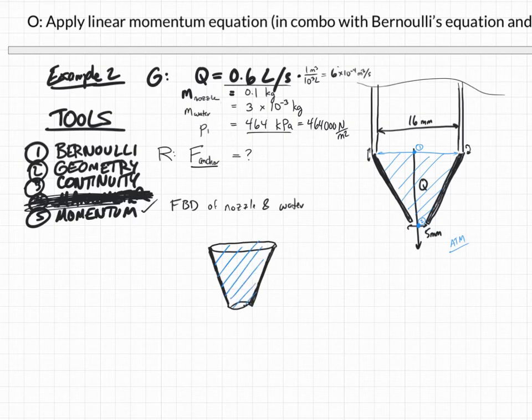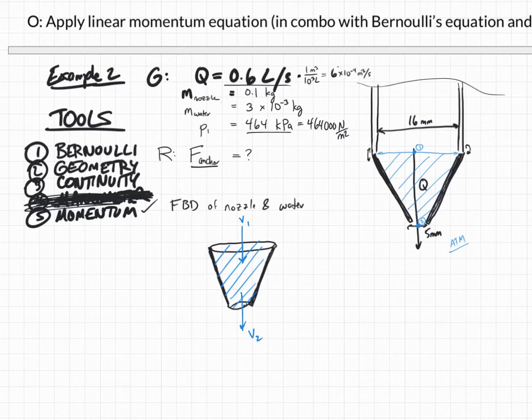So now we need to think about, well, first thing I like to think about, because I'm going to go momentum equation, is what are the momentum fluxes, okay? So there's momentum coming in here. We'll call that V1. And there's momentum leaving our free body diagram right here, and that's V2, okay?